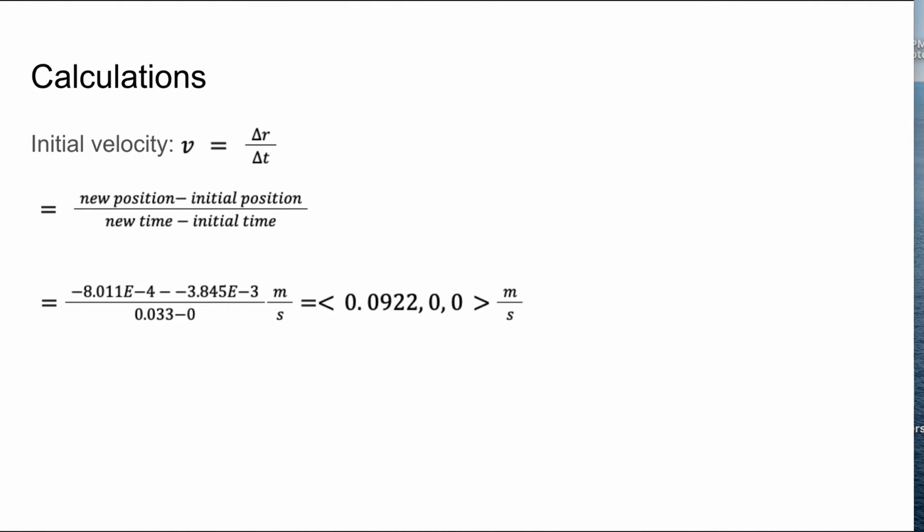These are my initial calculations for initial velocity. Velocity is known to be change in position over change in time, so I took the initial position and I subtracted it from the new position found at the first timestamp recorded. So the new position was found to be negative 8.011 times 10 to the negative 4 minus negative 3.845 times 10 to the negative 3 over the new timestamp of 0.033 seconds minus the initial timestamp of 0. This was found to result in 0.0922 meters per second as the initial velocity, and these numbers came from my tracker data.